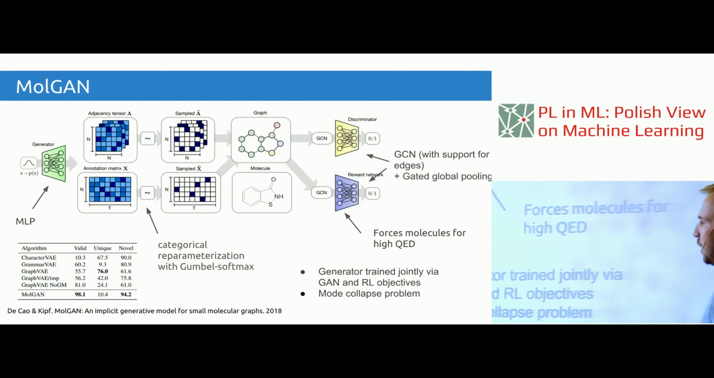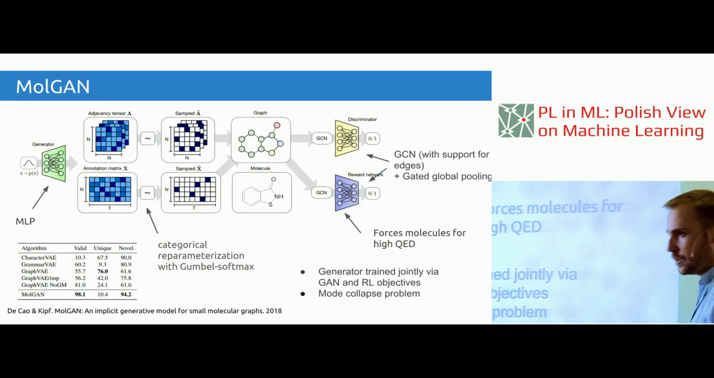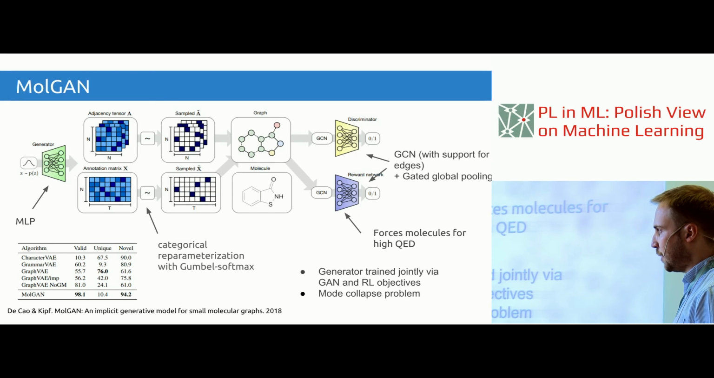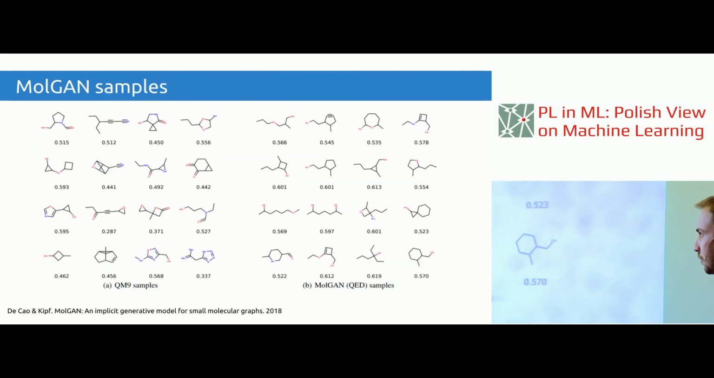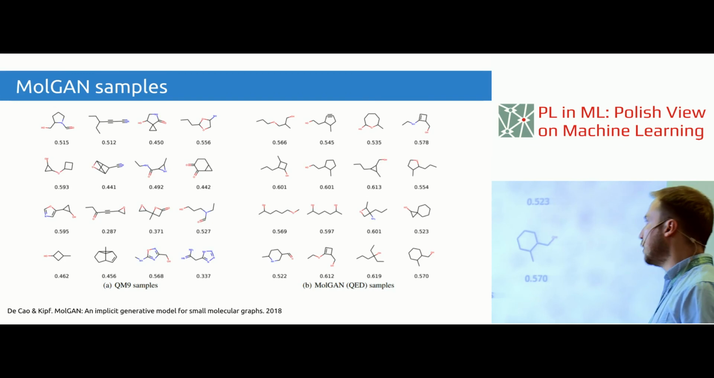There is also one problem with that model. It suffers from mode collapsing. This is a typical problem for GANs. And when they are presenting the results, you can see that the uniqueness of the generated molecules is very low because of that problem. Here we can see some examples. So these are true samples from the QM9 dataset. And these are the examples generated by the MolGAN model. So they look pretty nice.